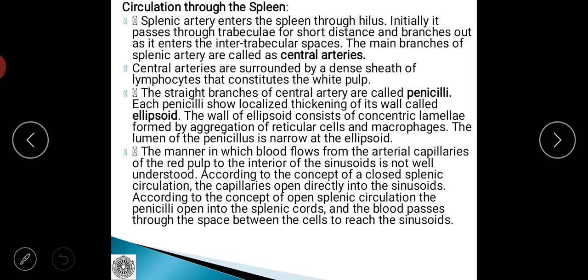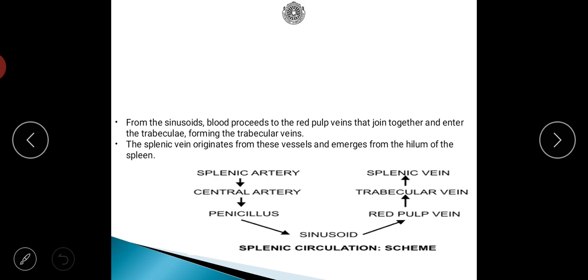The manner in which blood flows from the arterial capillaries of the red pulp to the interior of the sinusoids is not well understood. According to the concept of a closed splenic circulation, the capillaries open directly into the sinusoids. According to the concept of open splenic circulation, the penicilli open into the splenic cords and the blood passes through the spaces between the cells to reach the sinusoids. From the sinusoids, blood proceeds to the red pulp veins that join together and enter the trabeculae, forming the trabecular veins. The splenic vein originates from these vessels and emerges from the hilum of the spleen.